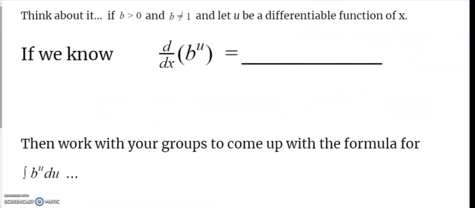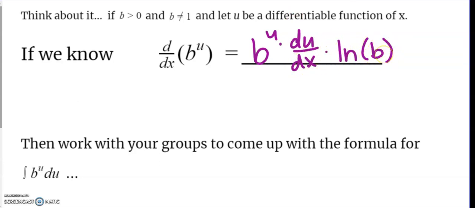So this was kind of an expansion of our understanding of derivatives with base e. Today then, we are going to work to say, well, if we know that the derivative with respect to x of b to the u is b to the u times du dx times the natural log of the base. Think for a second, it says to work with your groups if we were in class. If you're not in class, then think for yourself and see if you can come up with a formula for the antiderivative of b to the u.